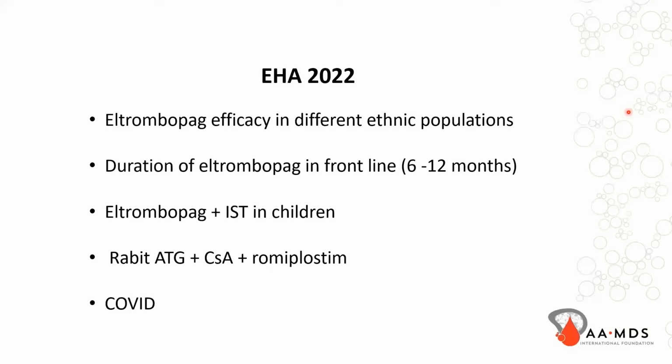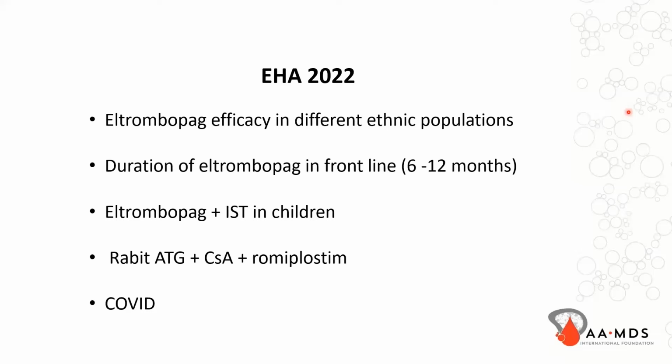And they show that based on their historical experience, rabbit ATG, cyclosporin, and romiplostim was better than rabbit ATG and cyclosporin. So why are they using rabbit ATG cyclosporin? Because there is no horse ATG in many countries, as I mentioned, including Japan. And there's also a sense that the inferiority of rabbit ATG might not be as pronounced in Asian countries, for example, as we have seen in the West.